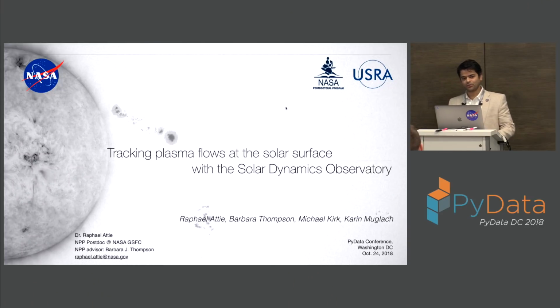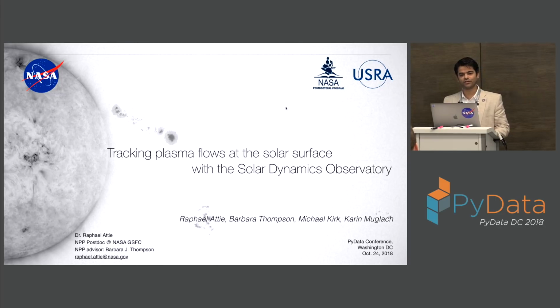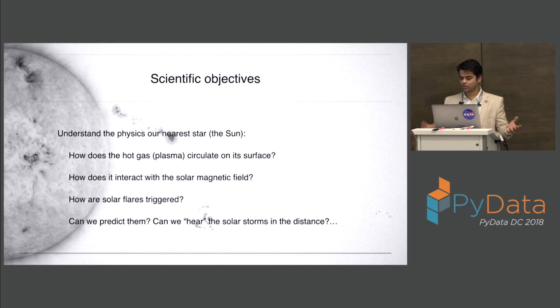So yes, I'm a NASA postdoctoral program fellow. I started that 2 years ago, and I specialized in astrophysics, and more specifically in solar physics. I study the sun. I study the sources of solar flares and solar eruptions by tracking the flow fields at the source of these events. Why do we do that? We do that to understand the physics of our nearest star, the sun.